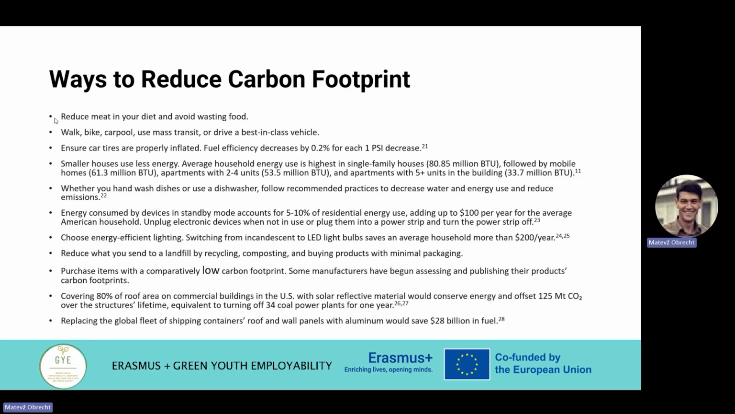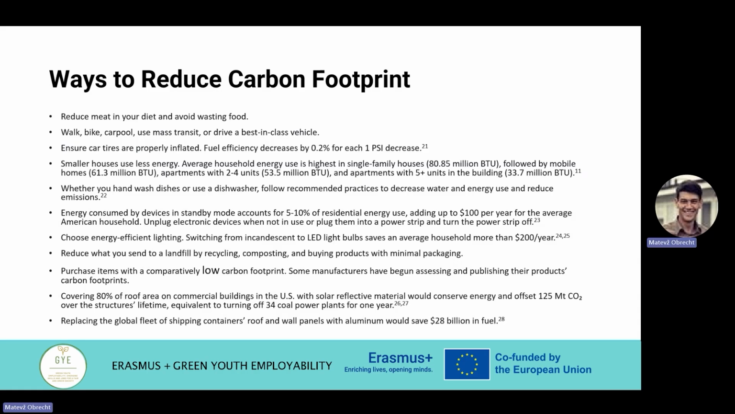So here are some of the ways to reduce it. Like mentioned already, reduce meat in your diet, avoid wasting food. You can, for example, replace high carbon meat with low carbon meat. That means the majority of carbon footprint in meat production is caused by beef. So even if you don't want to become vegetarian or vegan, or you don't like that because you like meat, you can just replace beef with poultry, and you will make a huge contribution as well.